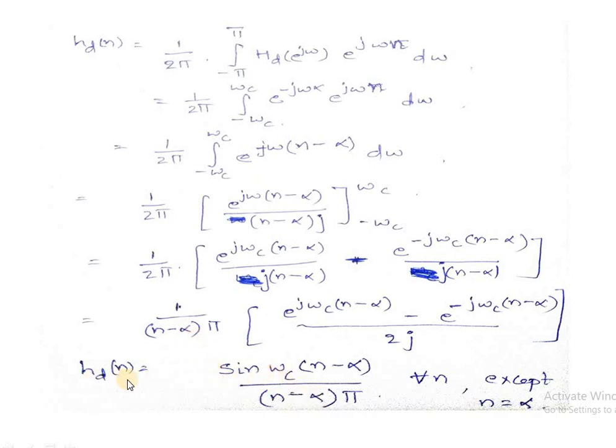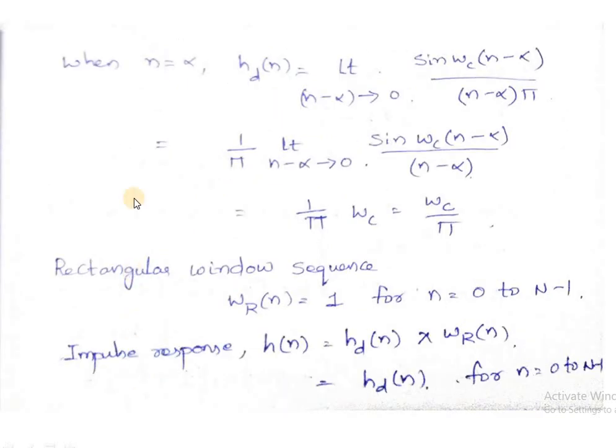This hd of n is acceptable for all values of n except n equal to alpha. Whenever n is equal to alpha, this particular sine function, or the impulse response, becomes indeterminate. Therefore, in order to find the value of hd of n at n equal to alpha, we need to apply limits on both sides and then find the value of h of n.